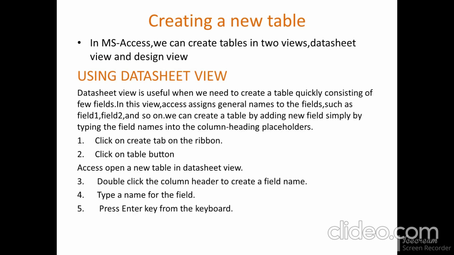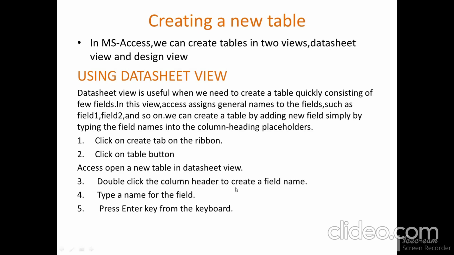Using datasheet view: datasheet view is useful when we need to create a table quickly consisting of few fields. In this view, Access assigns generic names to the fields such as Field 1, Field 2 and so on. We can create a table by adding a new field simply by typing the field name into the column heading placeholder. Click on Create on the ribbon, click on the Table button, and Access opens a new table in datasheet view.